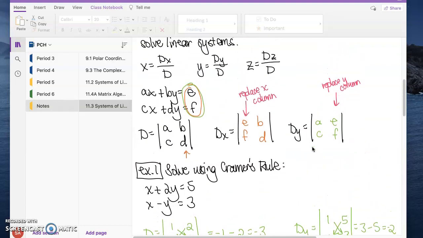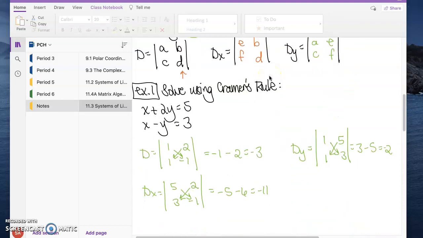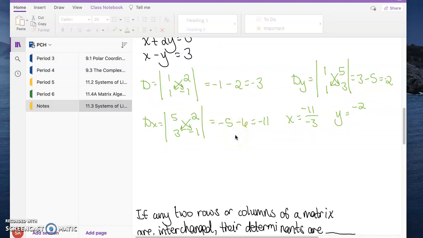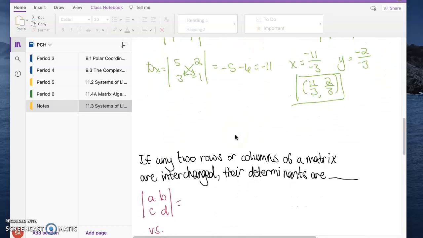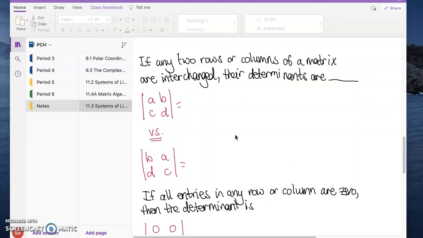And then scroll back up and look, the X is the D sub X over D, the Y is the D sub Y over D, and if there was a Z, it would be D sub Z over D. So I'm going to say X is -11 over -3, and Y is -2 over -3. So my answer is 11 over 3, comma 2 over 3. Okay? All right, so let's look at this now.